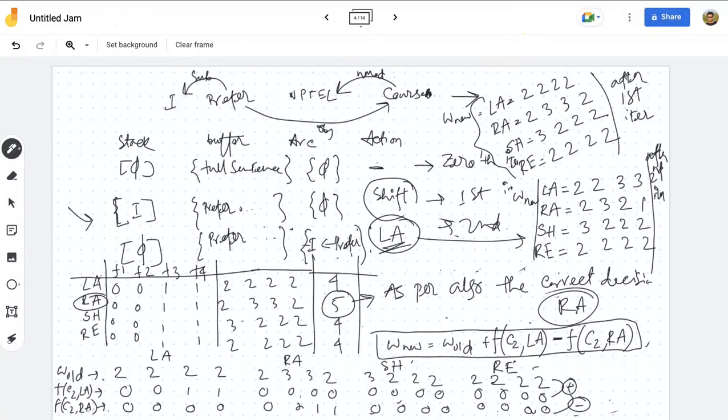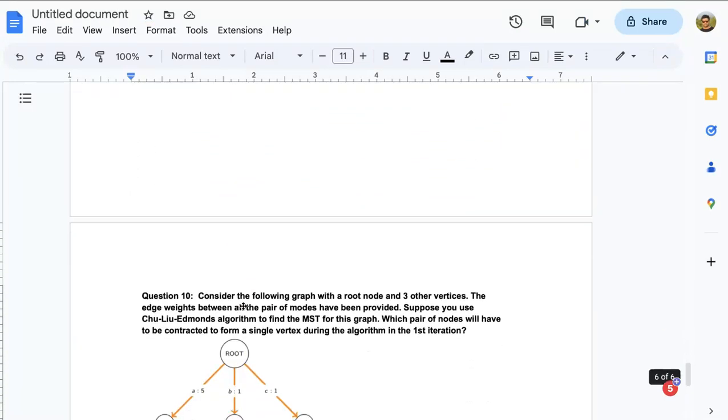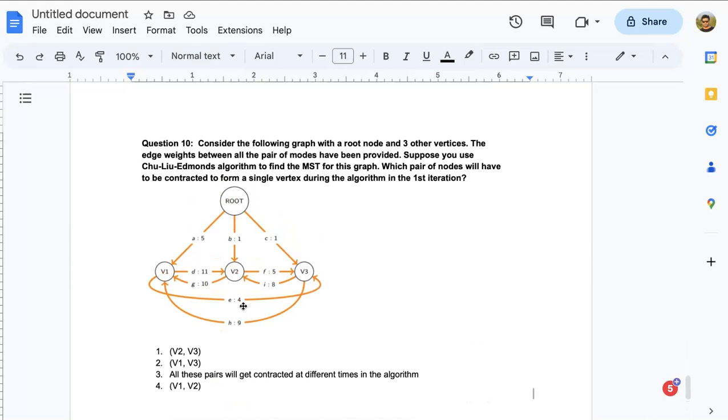Okay, so I hope there is only one question. Yeah, this is the last question I want to discuss. This is related to this algorithm, Edmonds algorithm. This question is pretty easy, I guess. The graph is given. The weights are given. Now they are saying use the Chu-Liu-Edmonds algorithm to find the MST, and which pair of nodes will be contracted to form the single vertex during the algorithm in the first iteration. So they are saying after the first iteration which nodes will be contracted.